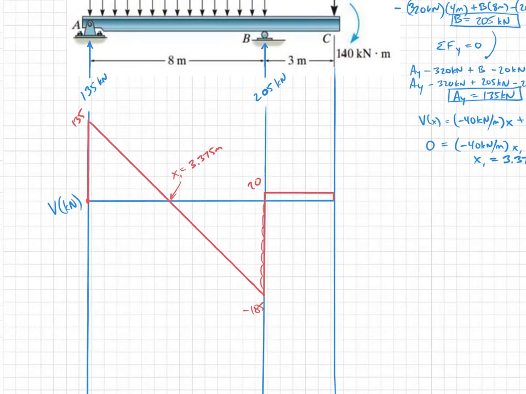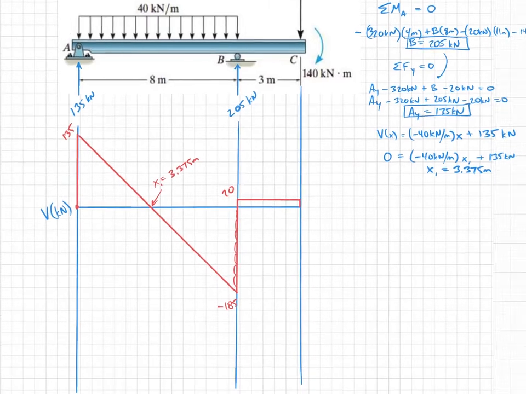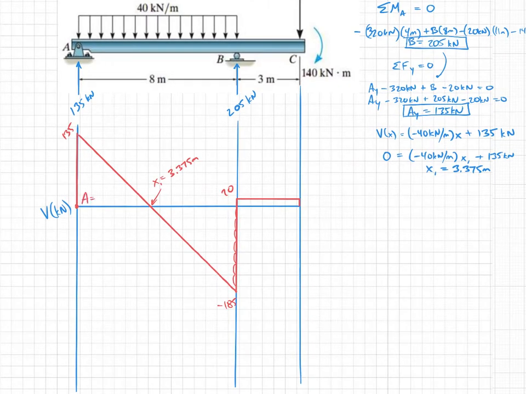Now the other thing that I like to do, and there are a lot of different ways to do this, is to go ahead and get the areas of these triangles. The area of this triangle is the base times the height divided by 2, and we're going to get 227.8125, with units of kilonewtons per meter, or times meter. For this triangle, the area is going to give me a negative value. And of course, this distance right here is going to be 8 minus 3.375.